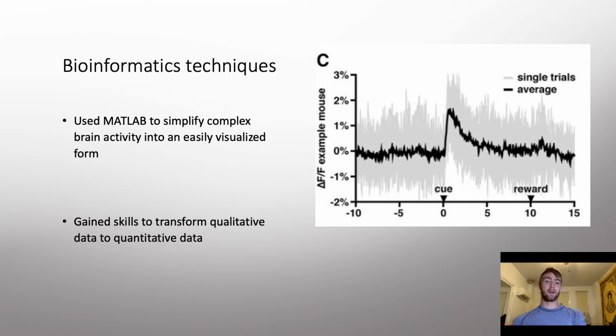And here's an example of what photometry data looks like on a readable graph. And this is after processing, so this is a more simplified version of the data I was working with.